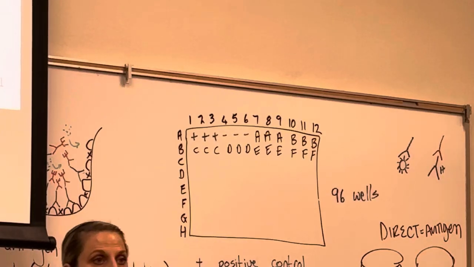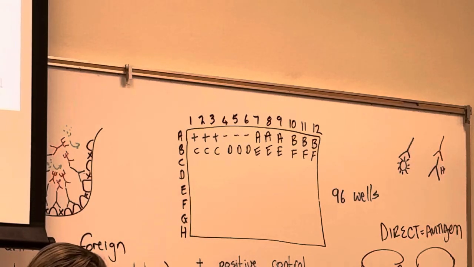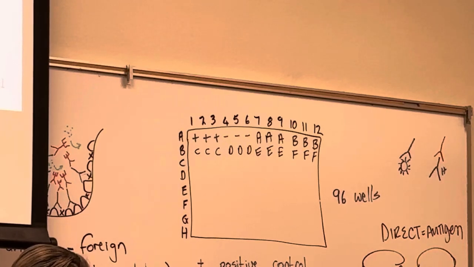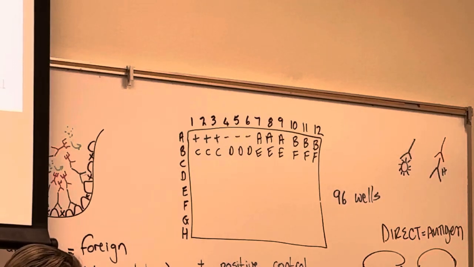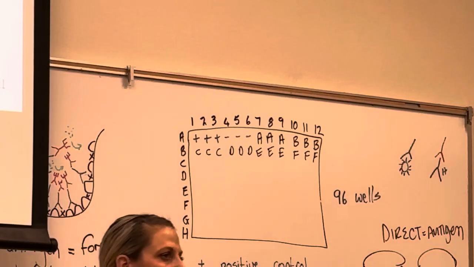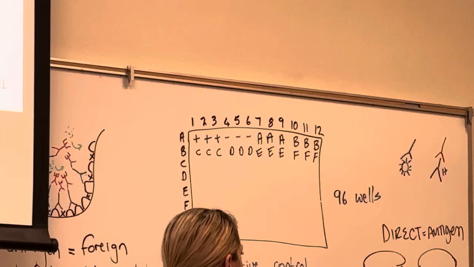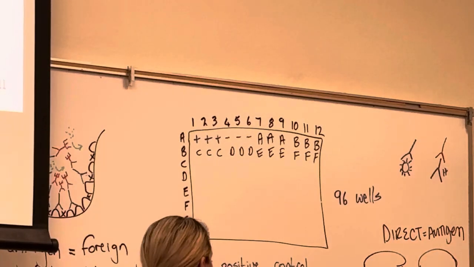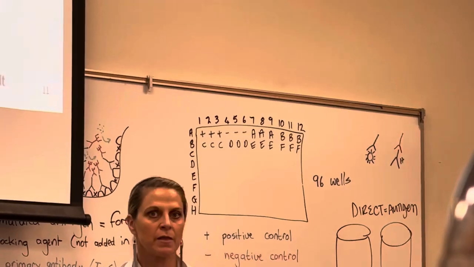So what we're mimicking, I think, is indirect. Or are we mimicking direct? Maybe direct? Because don't we add an anti-antibody? Oh, we do add an anti-antibody. So I think we're mimicking indirect. So we're pretending that our wells already have the antibody on the bottom.